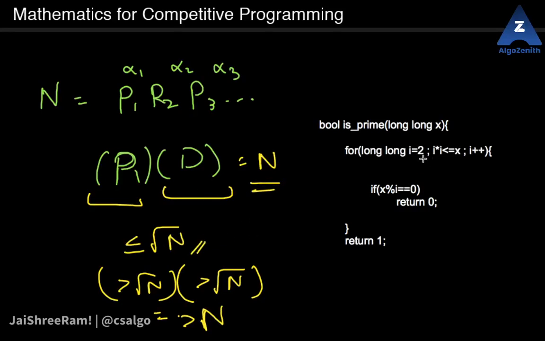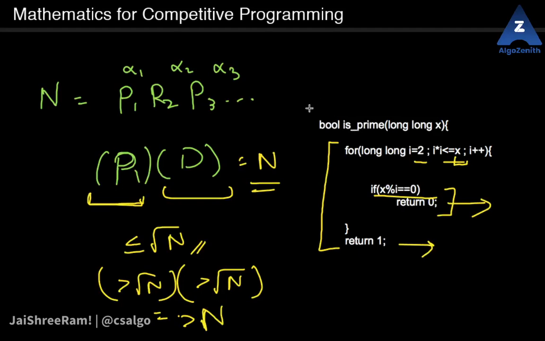So if we loop from 2 to root of x, we will eventually find some number which divides n, and if we don't find any such number, that means n is prime. That's the whole logic of this program: we loop from 2 to root x. Rather than using the square root of x, which gives a floating or decimal number, we multiply i into i and check up to x, and we keep incrementing. As soon as some number divides x, that means x is not prime, so we return 0 for not prime, or else we return 1. Make sense?